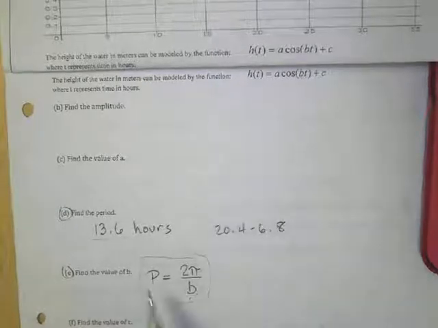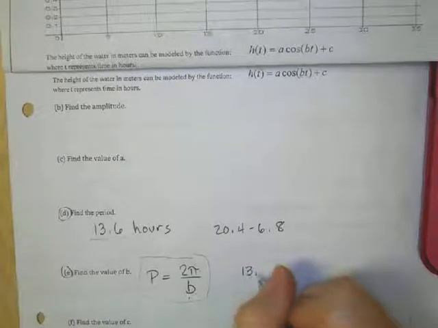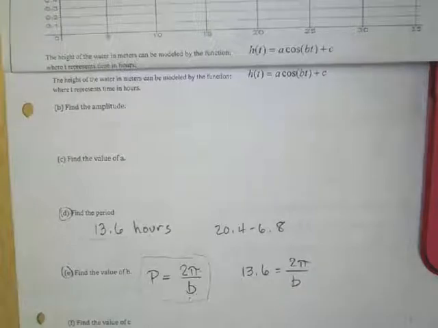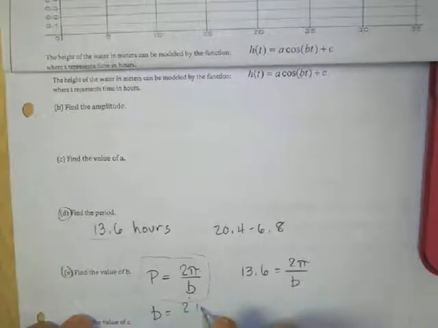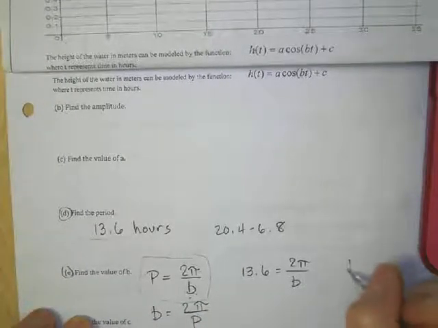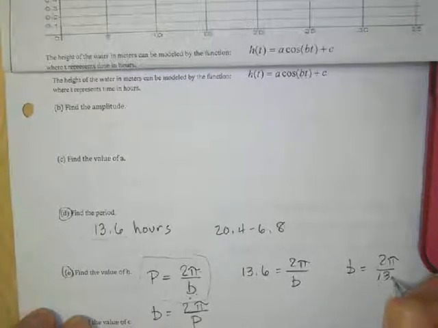So we know what the period is, so we can substitute that in. 13.6 is equal to 2 pi over b. By the way, this formula is not in the formula packet, which is unfortunate. It would be really nice if it was in there, but it's not. You can also rewrite this. You can switch these and say b is equal to 2 pi over p, which in this case would actually make this easier to solve. So b is equal to 2 pi over 13.6.